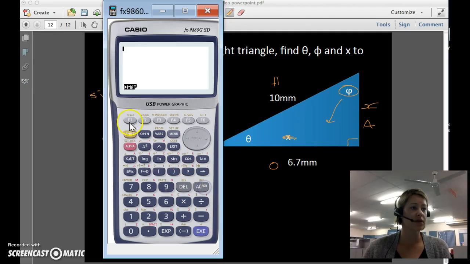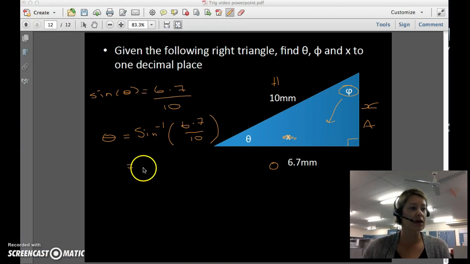And that's going to equal, so I get second function sine, open brackets, 6.7 divided by 10, or I could have just written 0.67, equals 42.1 to one decimal place. And I didn't check this before, I should have checked, but they're both in millimeters. Phew, so that's good. 42.1 millimeters. Oh, no, it's not. Sorry, it is degrees. Okay, cool.